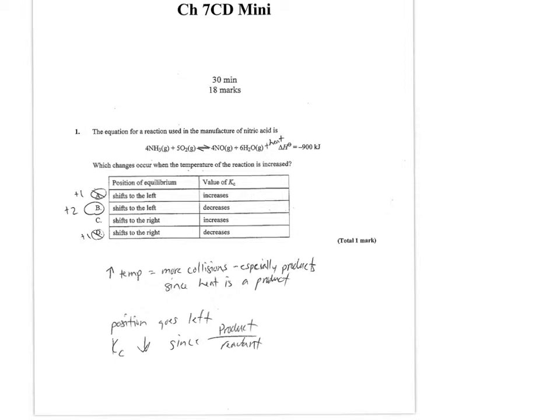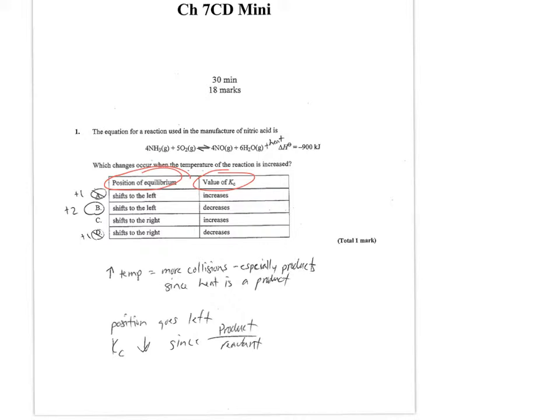So which changes occur when temperature of the reaction is increased? Well, they're asking about both value of Kc and position of equilibrium. So temperature actually is going to affect both. It's the only stress that affects both the position of equilibrium and the value of Kc. So position of equilibrium, if you increase temperature, that's like adding a product, so you would expect it to drive it to the left. And in terms of collisions, that's because more temperature creates more collisions on the product side. It's going to create more collisions on both sides, but especially we'll see an increase on the product side. So that means your position shifts to the left, meaning it's going to be either A or B.